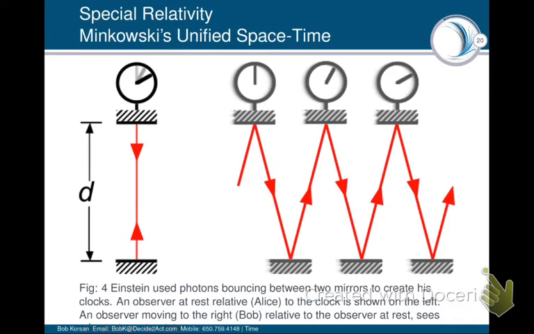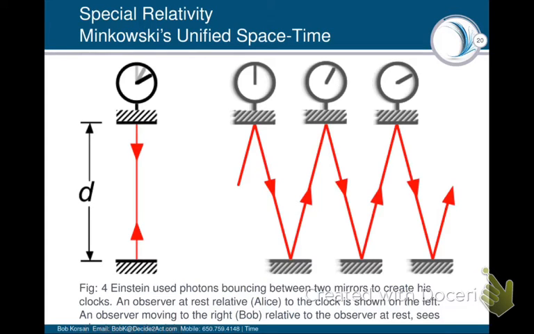This is a picture of how Einstein thought about clocks. He used photons bouncing between two mirrors to create his clocks. Now, an observer at rest relative to the clock is known as Alice and is shown on the left.